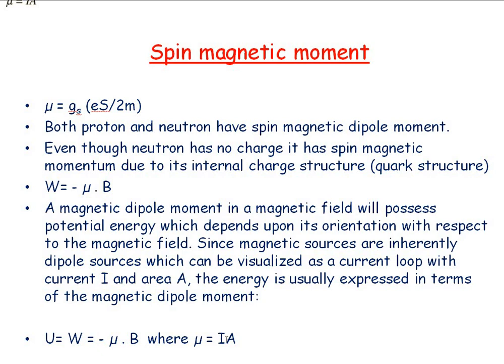So W is equal to minus mu dot B, where mu is equal to I into A. The magnetic dipole moment in a magnetic field will possess potential energy which depends upon the orientation with respect to the magnetic field. Since magnetic sources are inherently dipole sources, which can be visualized as a current loop with current I and area A, the energy is usually expressed in terms of the magnetic dipole moment. The potential energy U, or W, is equal to minus mu dot B.